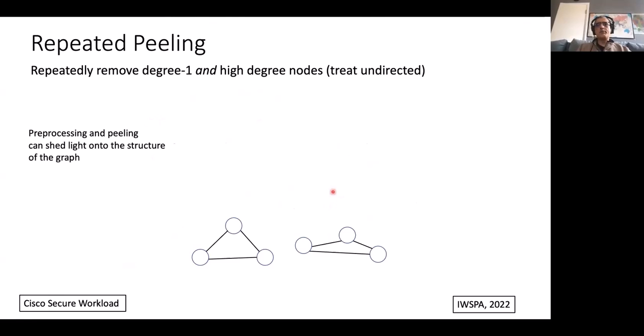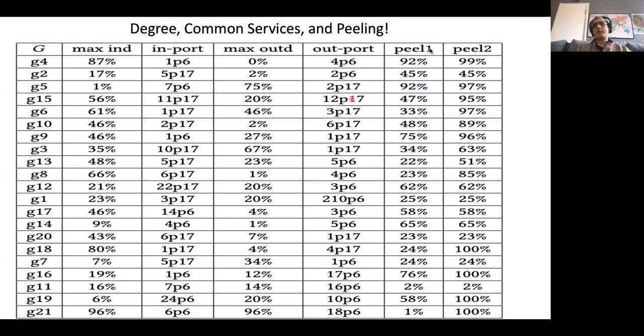And so if we do this, the last 2 columns show peel 1, where only degree 1 nodes are removed. If we repeat the process, we don't see a difference. But you see for the graphs what percentage of the nodes are removed in peel 1. You can see for many graphs, a lot of the nodes are removed, even with just removing degree 1. And again, if you repeat this process, we won't get a difference.